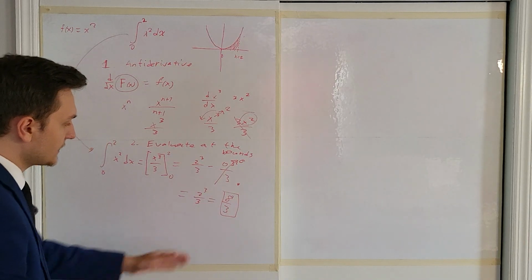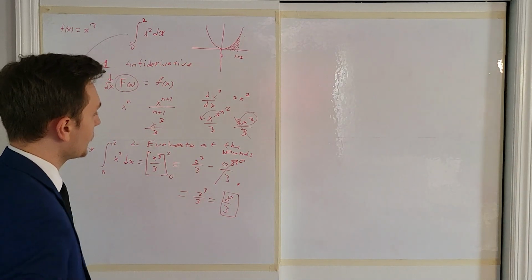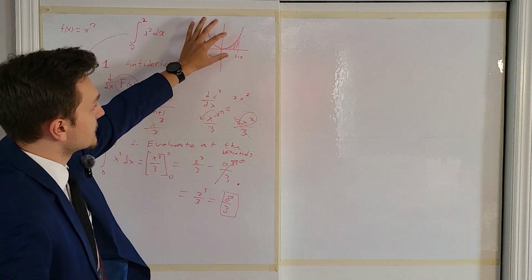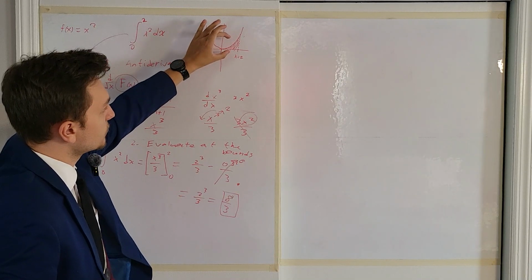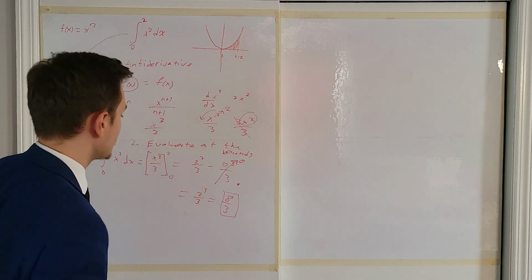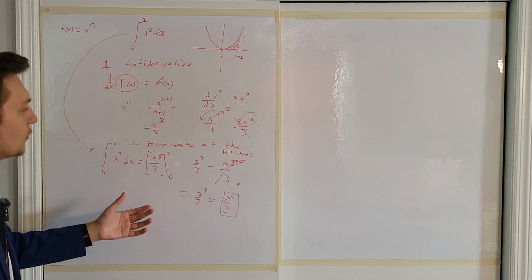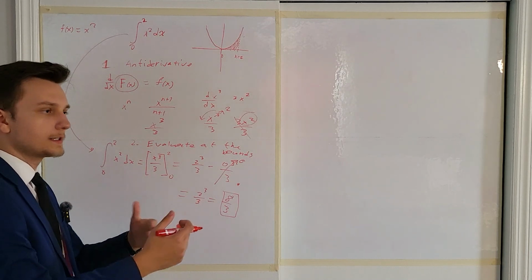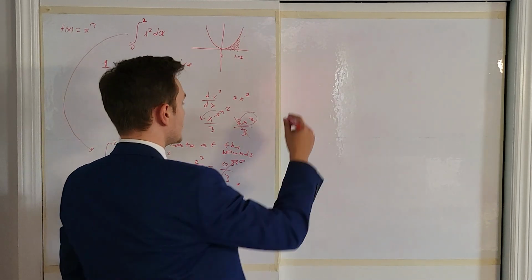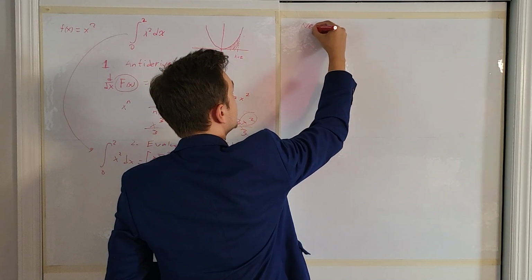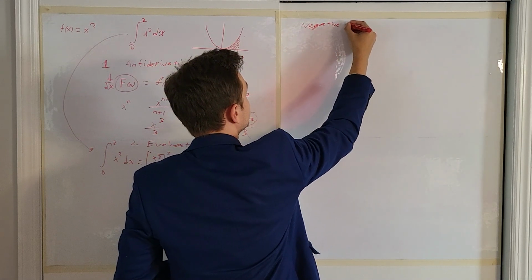So this, 8 thirds, this is the area under my curve. This is the area of this shaded region between my curve and my x-axis, okay? Now we're going to cover a little bit of a nuance that introduces a complication with negative area.